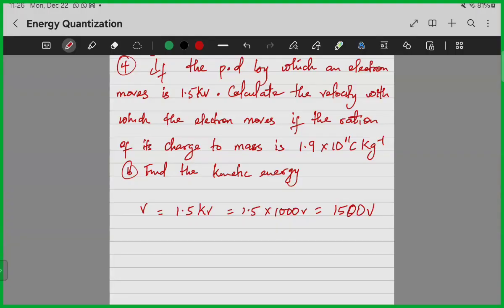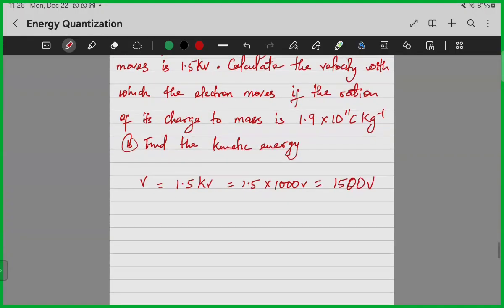So calculate the velocity with which the electron moves if the ratio of the charge to mass is this. What do they mean by that? If I say charge to mass, I'm saying for one mass, that's the meaning of per kg. For one mass, 1 kg, I have the charge Q as 1.9 times 10 raised by 11 coulomb.